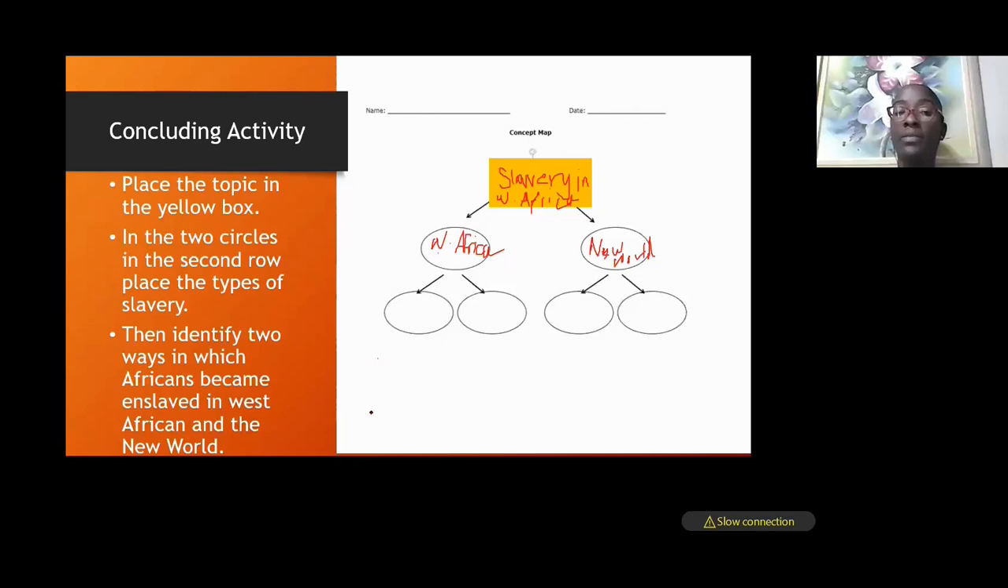So Mr. Duncan is saying that the New World is where kidnapping and enslaving wars would have taken place. Very good, Mr. Duncombe. Very, very good. Excellent. So I'll put in Mr. Duncombe's response, slaving wars, and then he said kidnapping. So I need someone other than Mr. Duncombe to fill out the side with West Africa.